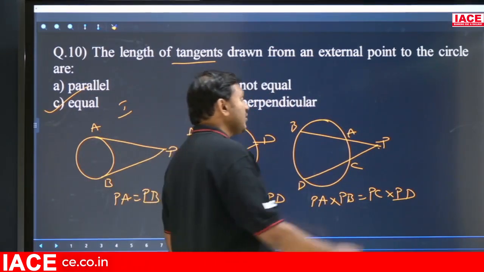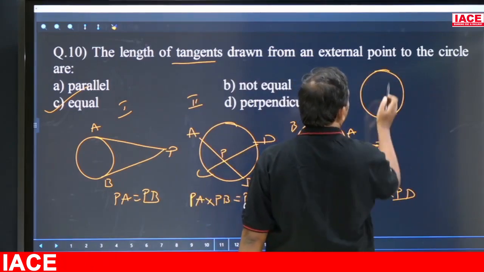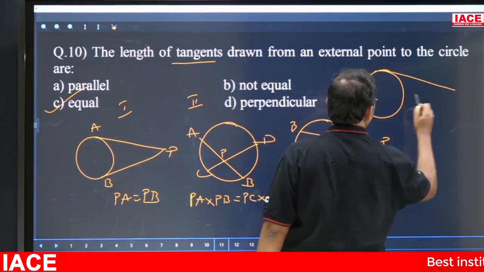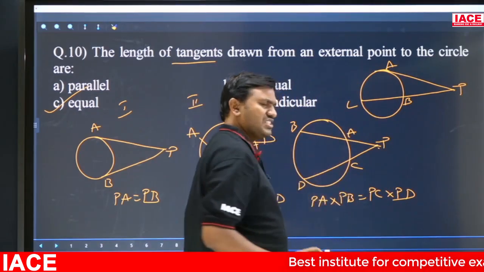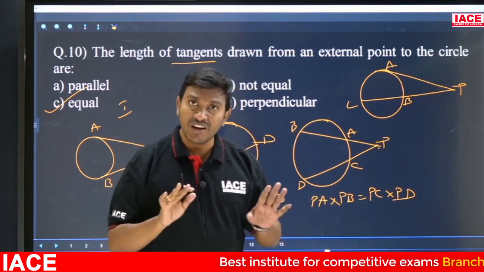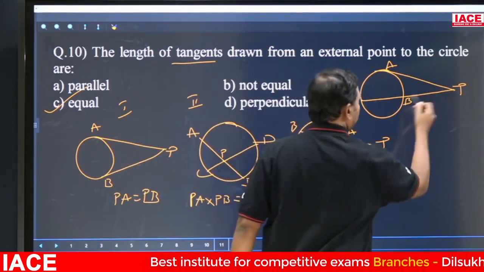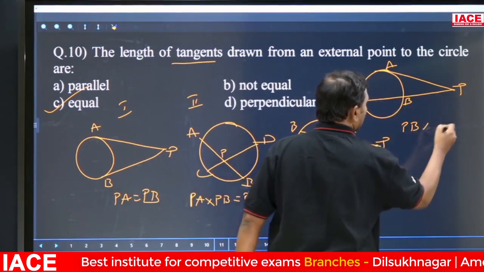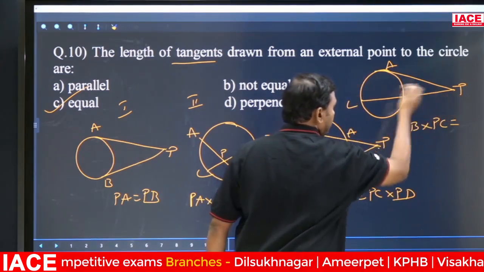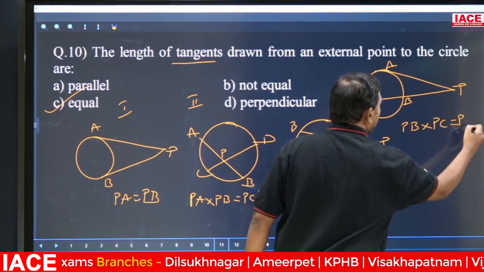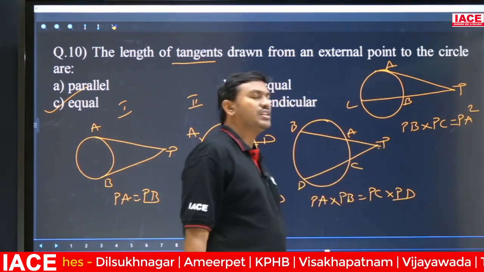And what is the fourth case we discuss? A tangent and a secant intersect each other. If a tangent and a secant intersect each other, what is the condition? Same, point P is important. From point P, we have to write PB into PC. Always with P we have to start. PB into PC is equal to PA into PA, that is PA squared.